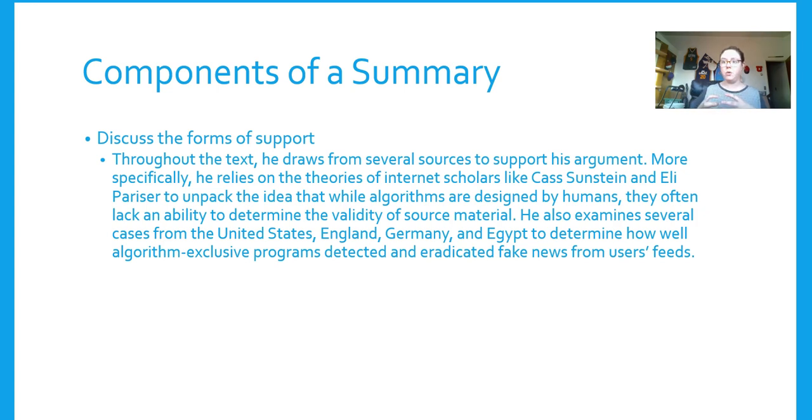So by going through there, we've said, okay, to support this argument that Dr. Jones is making, he is pulling from Sunstein and Pariser. Those are the theories that he is using to sort of shape his argument. But wait, he further supports it not just from these theorists, but by also actually looking at specific cases in various countries. Now, the forms of support are going to differ from one source to the next.